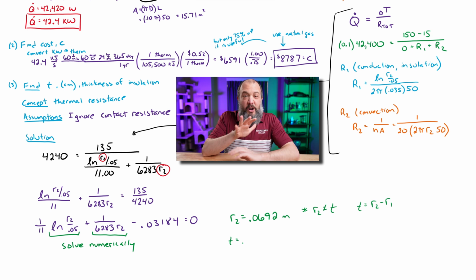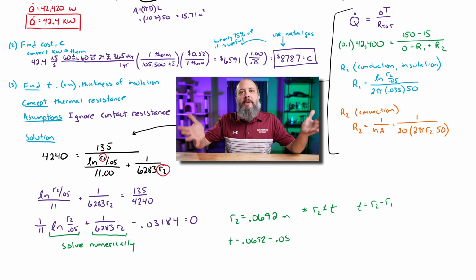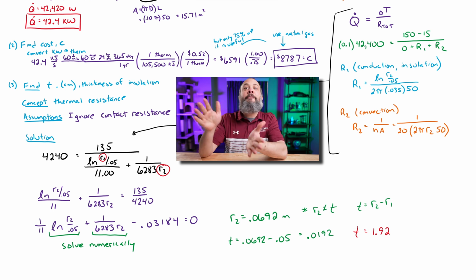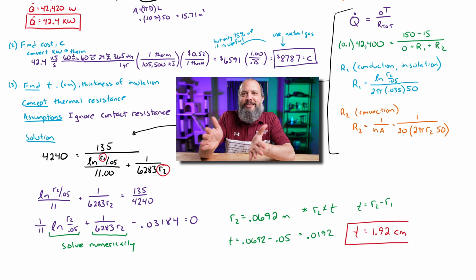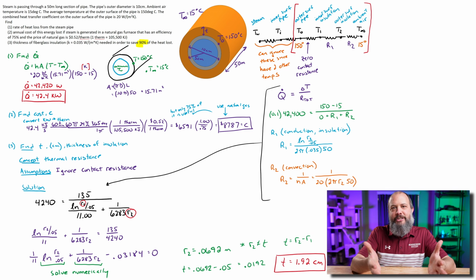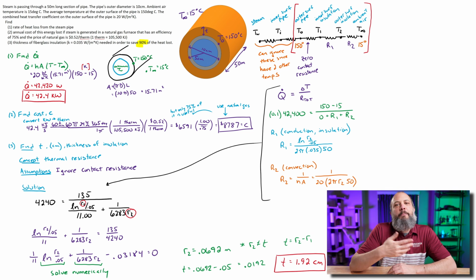So I look back, what was I even trying to find for this problem? And it was thickness, not outer radius. So the thickness of the insulation is the difference between the outer and the inner radius. So subtract those two, and I get 1.92 centimeters as the thickness of insulation that will reduce heat transfer by 90%.